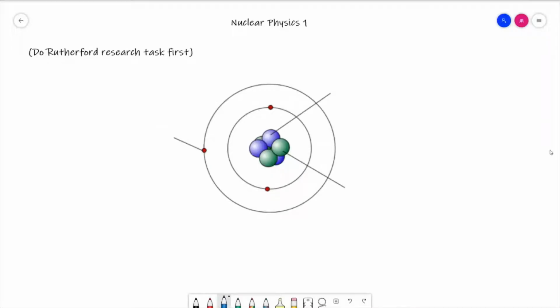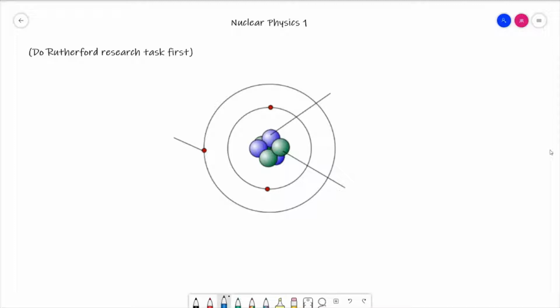Hello everybody and welcome to Nuclear Physics Lesson 1. At this point, if you haven't already completed the Rutherford research task on the discovery of the nucleus, please make sure that you go away, complete that and hand it in, because in this lesson we're going to be continuing, we're going to be building on that knowledge of the nucleus and of nuclear physics in general.